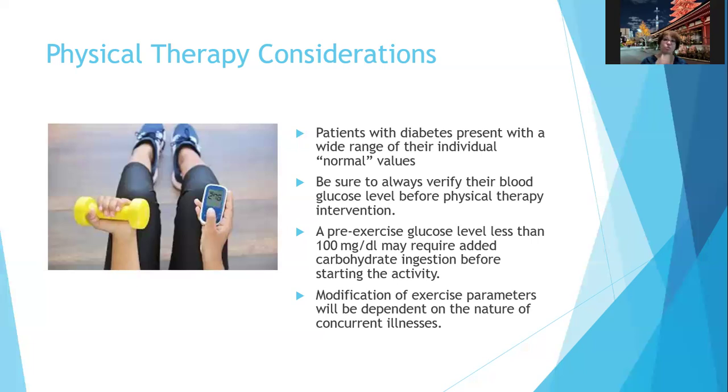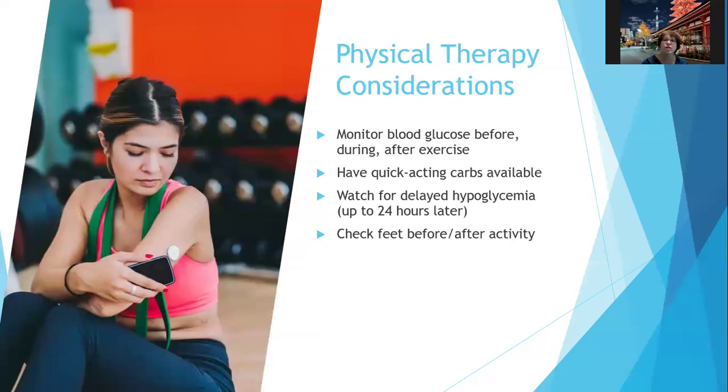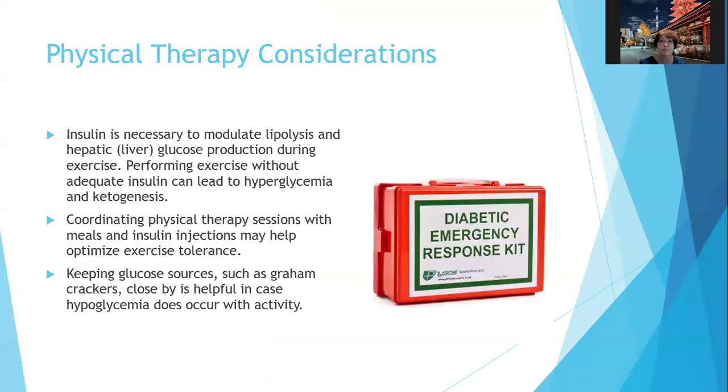So if somebody's had surgery or an orthopedic injury or something like that, they're going to be under more stress and it's going to be harder for them to manage their blood glucose levels. So you want to monitor blood glucose before, during, and after exercise and have quick acting carbs available. You actually can have delayed hypoglycemia up to 24 hours after exercise. And if someone injects insulin into a limb that you are then exercising with, it can cause increased insulin uptake, possibly causing insulin shock. So that's something to be aware of for sure.